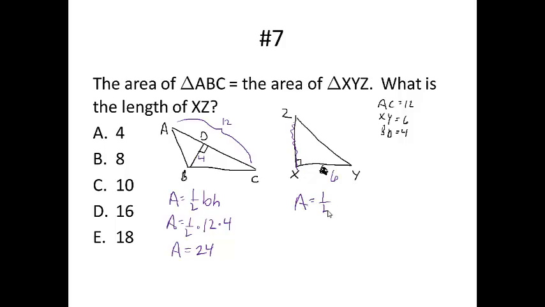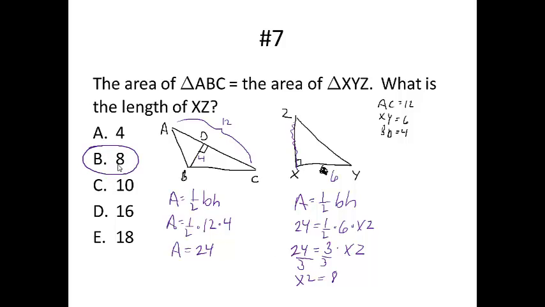So if I write area equals 1/2 base times height again, I know the area is 24. I'm going to have 1/2. The base on this one, because this is a right triangle, is going to be 6, and the height is actually going to be XZ, and that's what I'm looking for. So I basically am just going to be solving this for XZ. So I have 24 equals 1/2 times 6 is 3 times XZ. And if I would like to solve for XZ, I will just divide both sides by 3, and I get that XZ is equal to 8. So my answer will be 8.